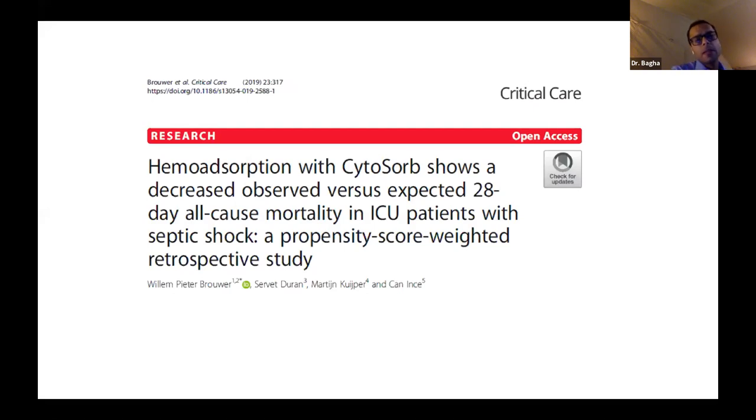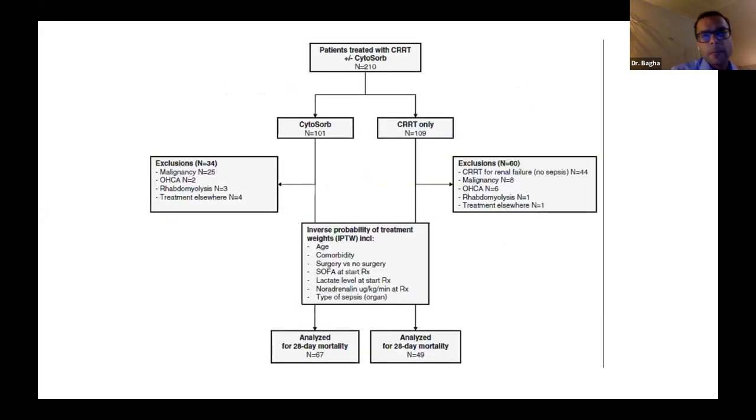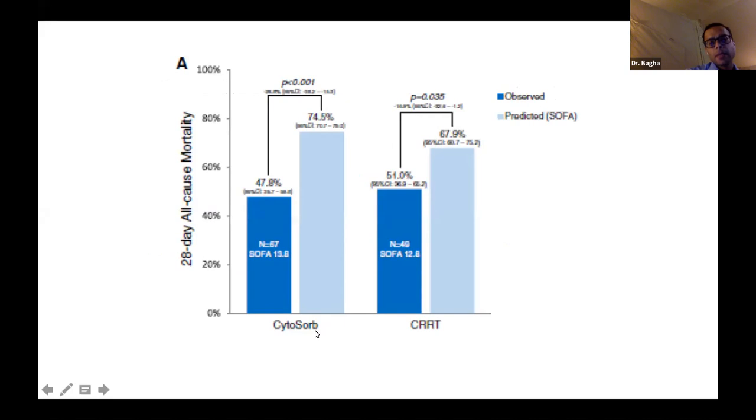This was another study that showed that hemoadsorption with CytoSorb showed a decreased observed versus expected 28-day all-cause mortality in ICU patients with septic shock. These were patients who were treated with CRRT with or without CytoSorb, and they had approximately 100 patients in each arm, okay? They were analyzed for 28-day mortality. What they found was that the patients who were treated with CytoSorb and CRRT had an observed mortality significantly lower than the predicted SOFA score mortality, as compared to those patients who were treated with CRRT only.